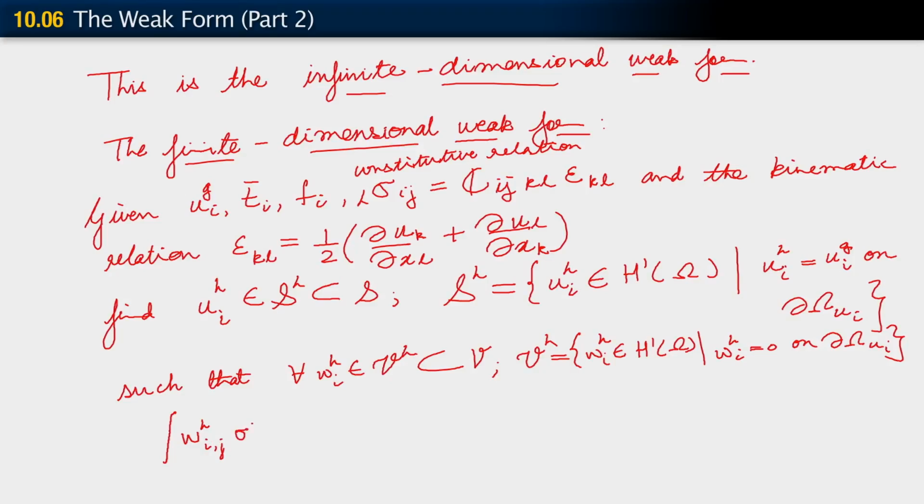The integral of w^h_i,j sigma^h_ij dV, and we recall here that sigma^h_ij is simply computed as C_ijkl epsilon^h_kl. And what is epsilon^h_kl? It is just obtained from this relation with u^h. This is equal to the integral over omega of w^h_i f_i dV. Remember that as before, we do not consider finite dimensional versions of f. The f is part of the data and we take it as given.